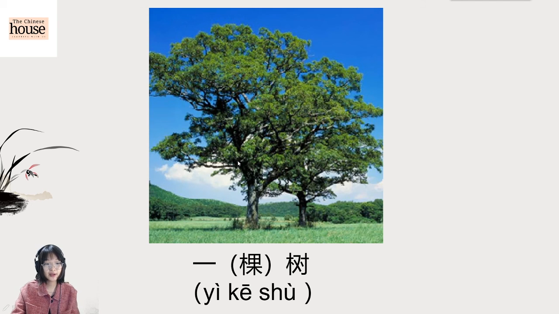And this is a tree. For one tree, it is 一棵树. Sorry, there are two trees. It's 两棵树. Remember, flat tone. 棵. 两棵树.